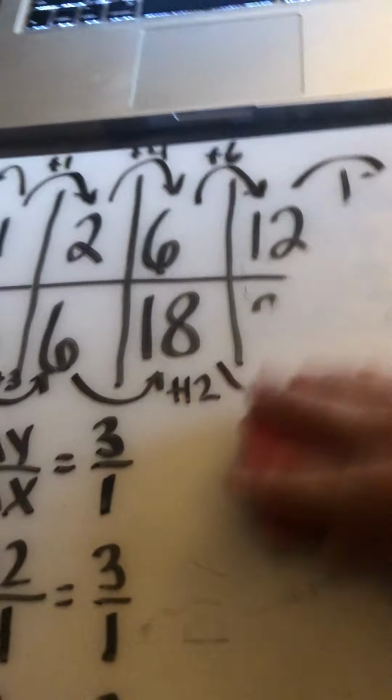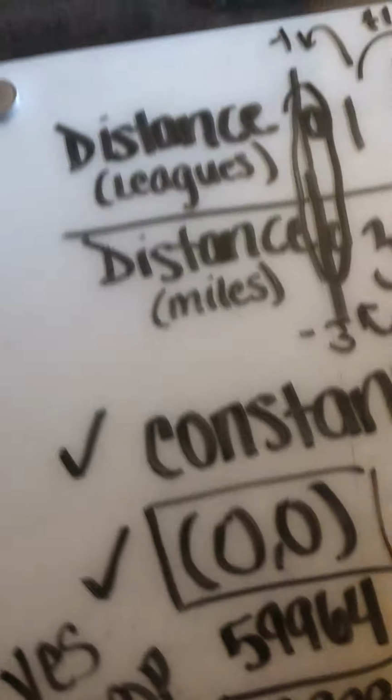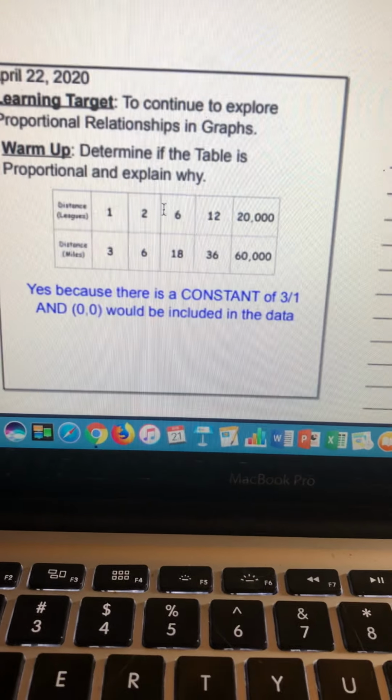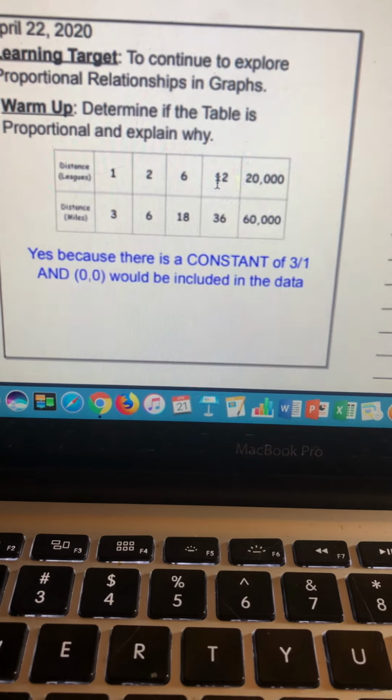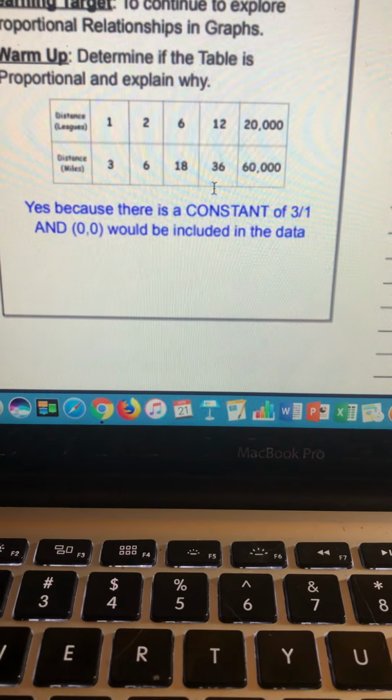All right? So that was the review of yesterday's lesson. It is your warm-up for today. You'll see the answer is a little vague because you guys should be familiar with this at this point. So it just says yes because there's a constant of 3 over 1 like we just saw, and 0, 0 would be included if he moves backwards.